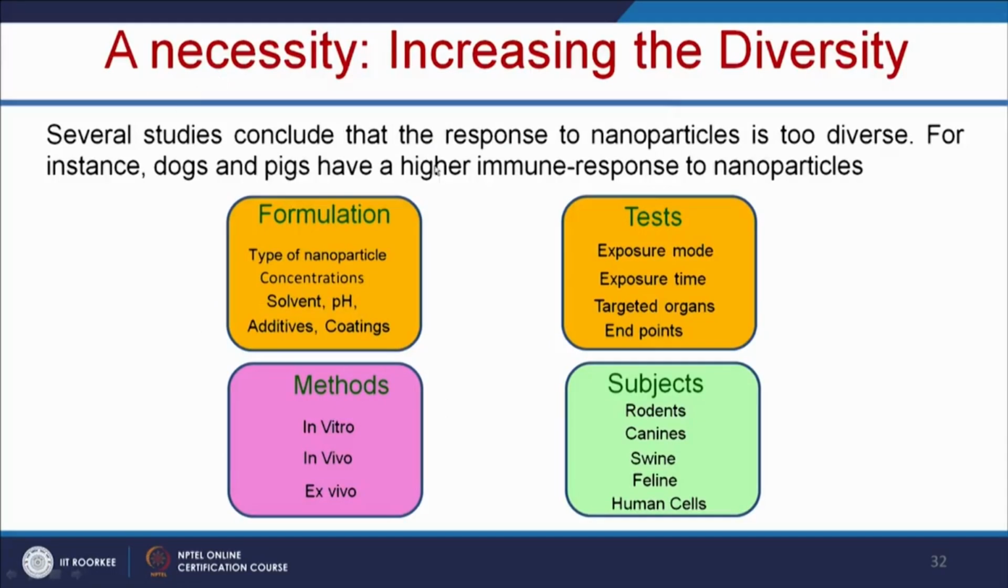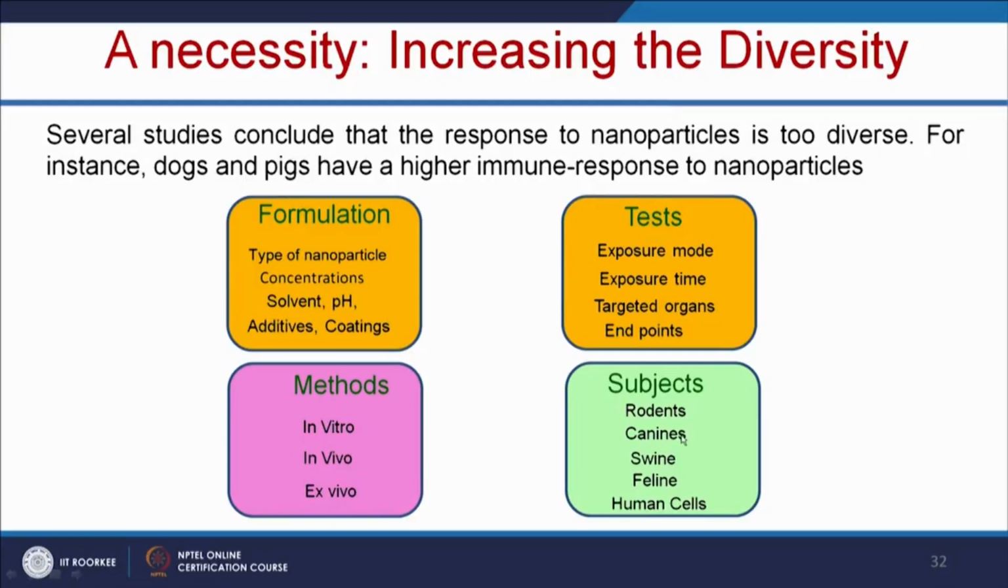And several studies conclude that the response to nanoparticles is too diverse. For instance, dogs and pigs have a higher immune response to nanoparticles. Okay. And again this nanoparticle toxicity will depend on the formulation. So it depends on what kind of nanoparticle you are using, what the concentration was, what the pH is, what the coatings of the nanomaterials are, and also what the exposure mode, exposure time, and targeted organs are. Okay. And what kind of animal model you are using, whether you are going to use the rat or human cell lines or fish model, and what methods you are going to incorporate to understand toxicity, for example in vitro or in vivo or ex vivo methods.